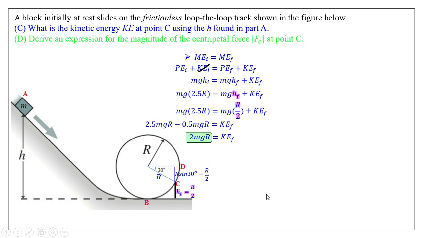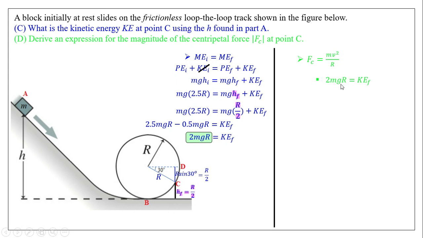All right. Let's go ahead and do D. D asks you to find or derive an expression for the magnitude of the centripetal force at C. Well, to find the centripetal force at point C, we can just go ahead and set up F_C equal to mv squared over R. Well, to find F_C, I need mass, I need R, and I need v squared. However, what I do have is the statement that I found in part C. Okay, I know that the KE at point C is just 2 times m times g times R.